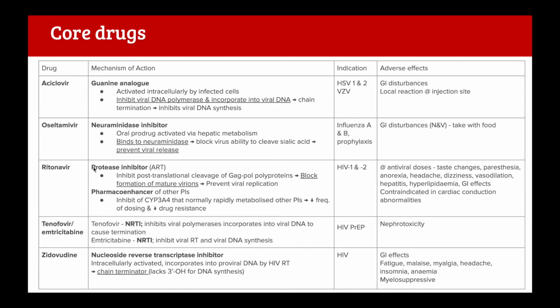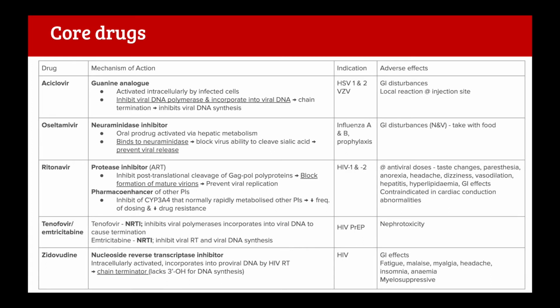Ritonavir, I think that's how you pronounce it, is a protease inhibitor. It can be used in 2 different ways. First, we can use it just as a protease inhibitor, or we can use it as a pharmacoenhancer of other protease inhibitors. Proteases are enzymes that cleave proteins, and in a viral replication cycle, once the viral proteins have been synthesized, sometimes they have to be cleaved to be activated. So this is what it inhibits: post-translational cleavage of certain polyproteins, like GAG polyproteins. Since they can't be activated, we block the formation of mature virions.